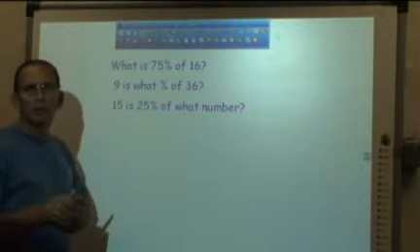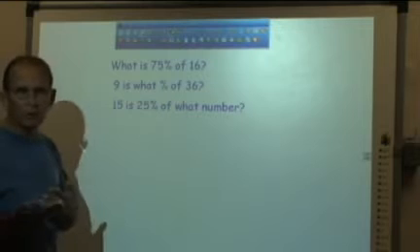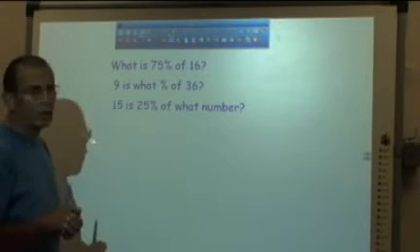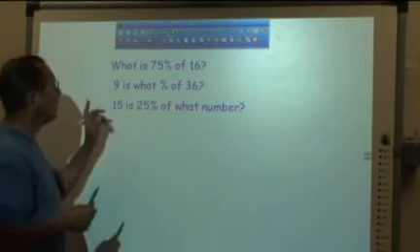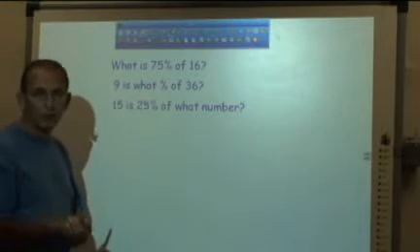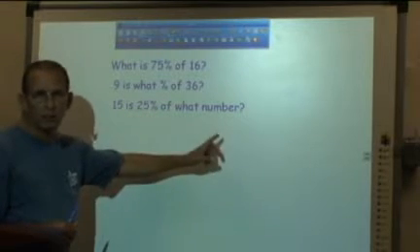Okay, I'm going to show you how to use the box method. The box method can be used to solve these kinds of problems. What is 75% of 16? 9 is what percent of 36? 15 is 25% of what number?